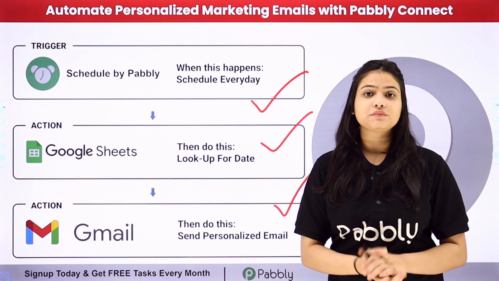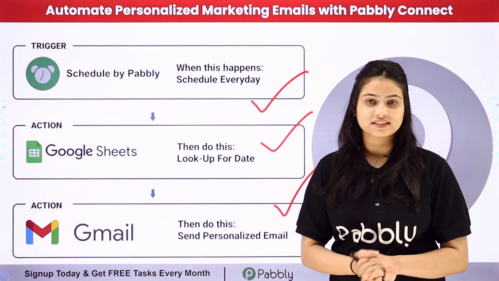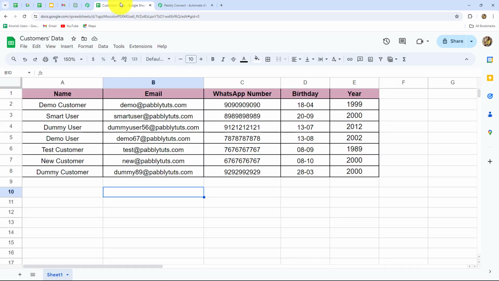And we will set a connection between all these applications with the help of Pabbly Connect to automate this entire process. And to learn this entire automation step by step, let me take you all to my screen. In this video, we are going to learn how to send personalized marketing emails to the customers with the help of Pabbly Connect. Okay, now here I'm going to set up a connection between my Google Sheets, where I have the details of all my customers, and Gmail, and I wish to send personalized birthday wishes to all my customers for marketing of my makeup studio.